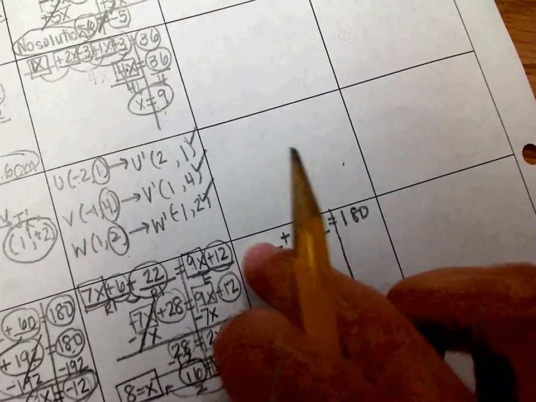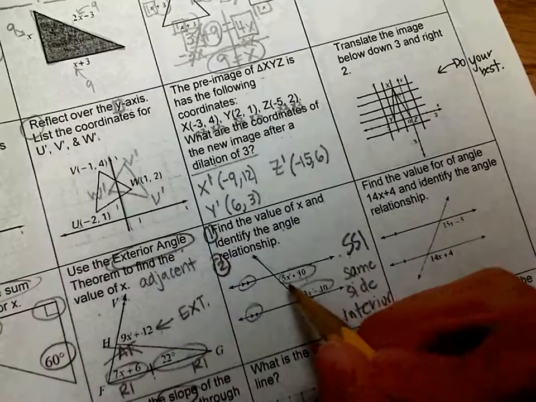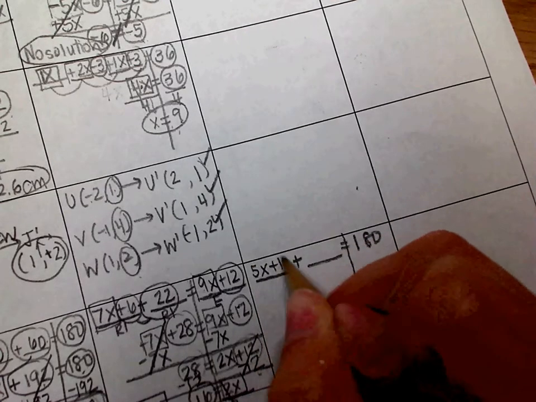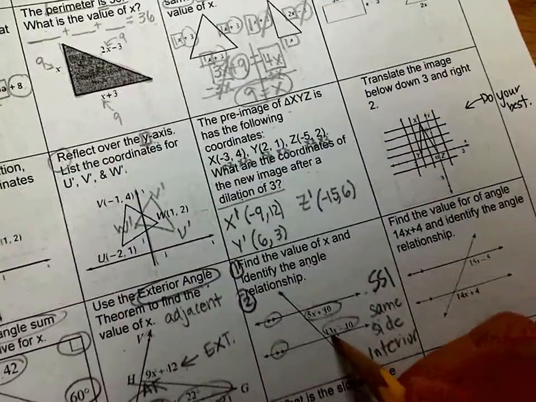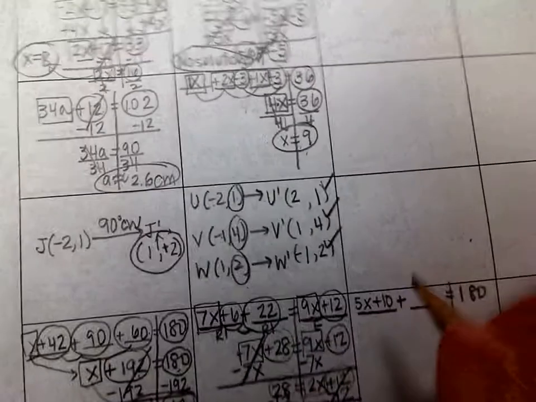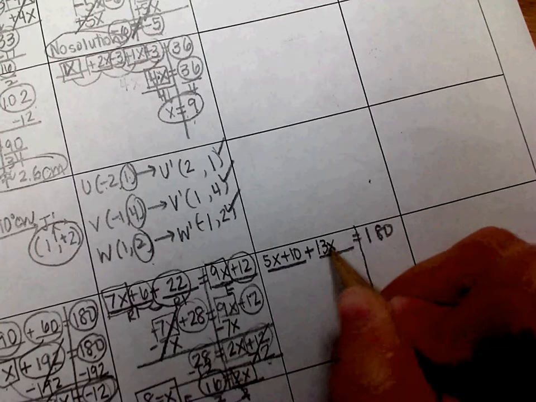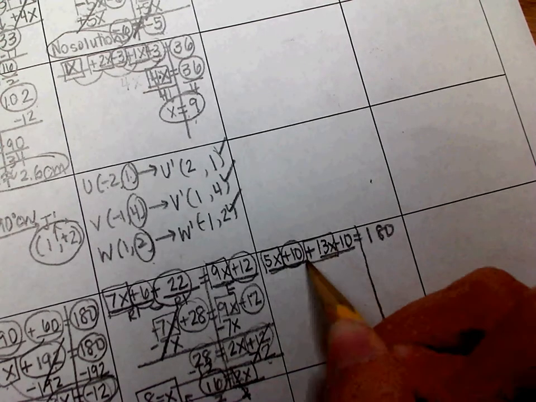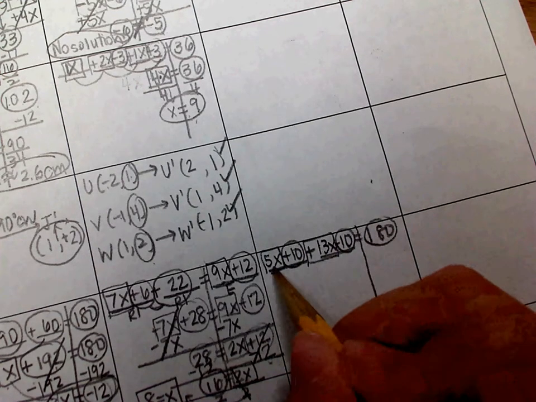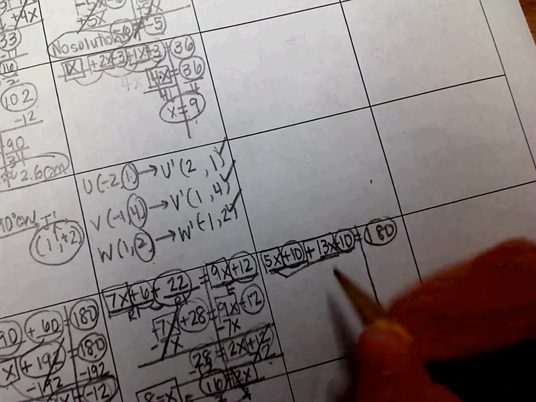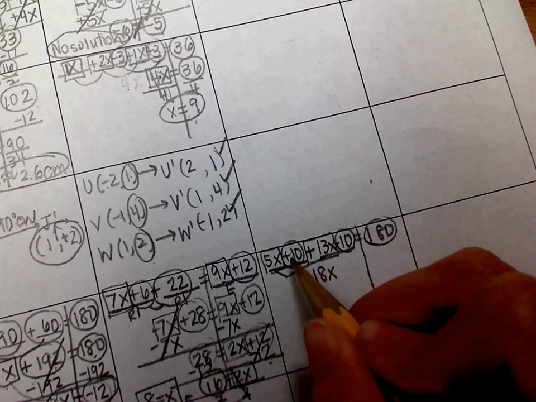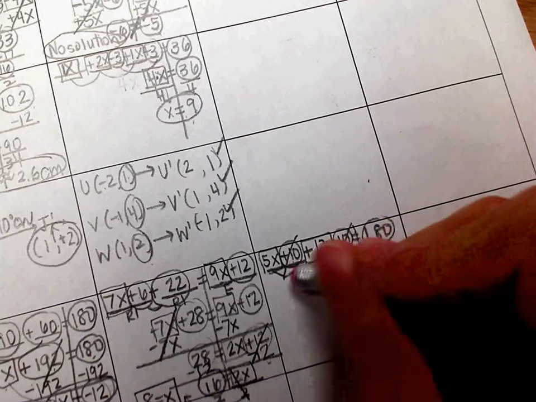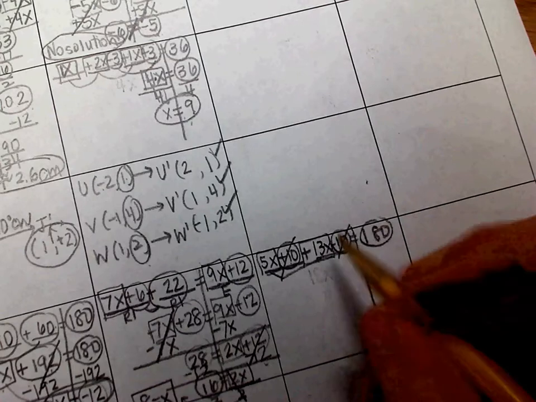So what's one of those same side interior angles? 5x plus 10. And then the other is 13x minus 10. And I'll box, circle, and circle. Okay, so we put those together. 5x plus 13x is 18x. 10 and negative 10, that's actually 0, so it cancels out. I'm going to scoot this over so it doesn't look like I forgot some number.